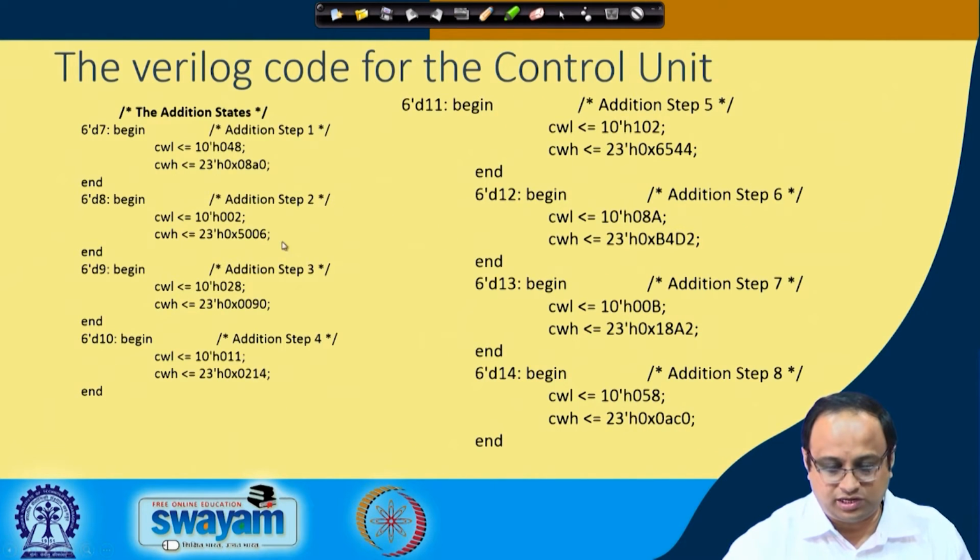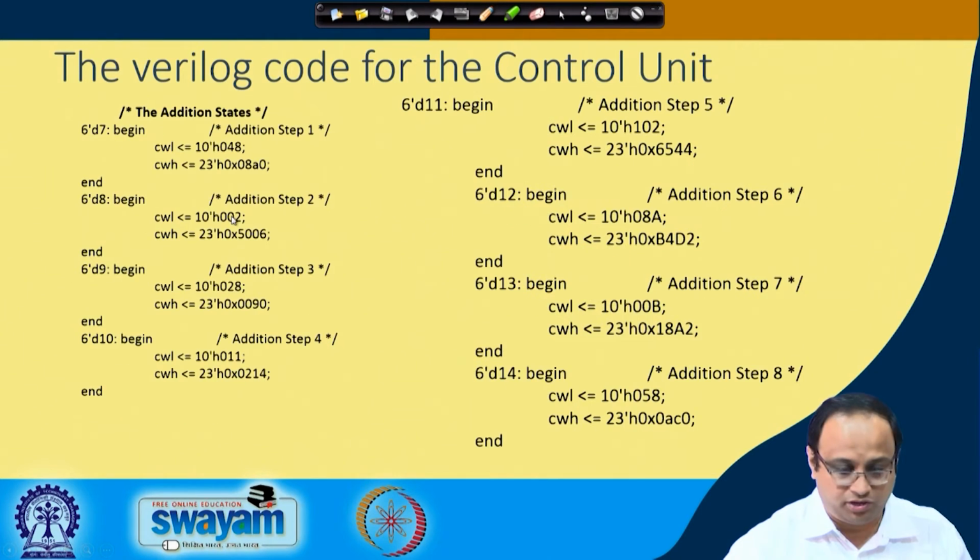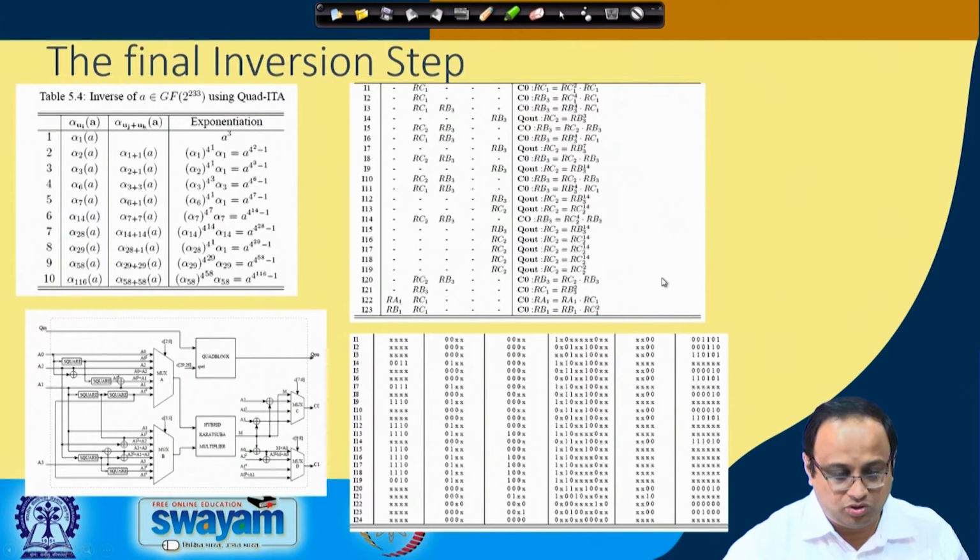Likewise, you can write for all of them: these are the initial parts, these are the doubling parts, and this is the corresponding addition state. All of their control logic has been modeled in the Verilog code. Finally we have an inversion step, because after you have done doubling and addition and the entire thing is ready, you need to do the inversion to get back the final results.